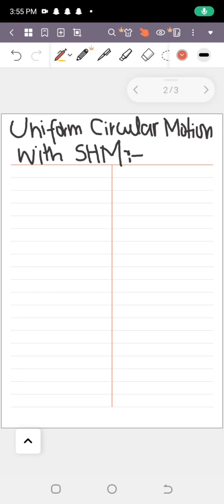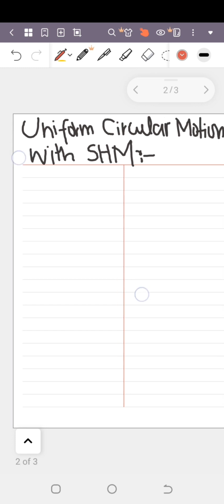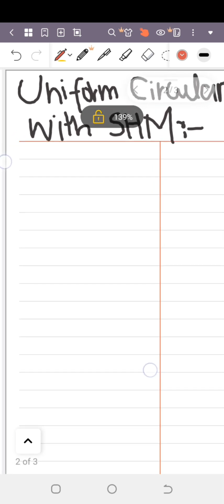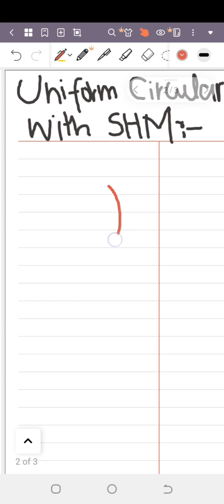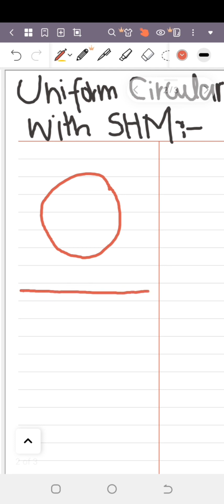Okay, so hello everyone. Today we will discuss uniform circular motion and SHM. First of all, for circular motion, I will draw a circle over here. And for simple harmonic motion, we will take a straight line. First of all, we will mark a point.